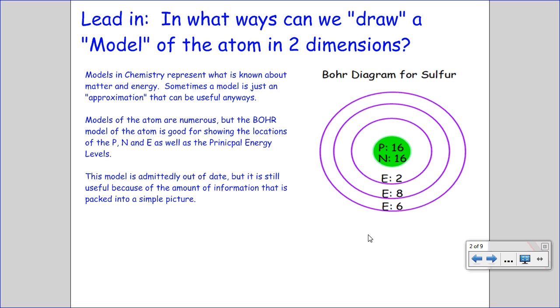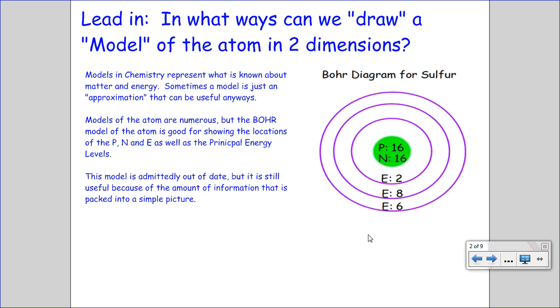Okay, so what's our lead-in? In what case can we draw a model of the atom in 2 dimensions? Well, models in chemistry, as you know, represent something that you cannot see. And they're always approximations that can be useful anyhow. So models are numerous of the atom, but the Bohr model is good for showing those locations of protons, neutrons, and electrons, as well as the principal energy levels.